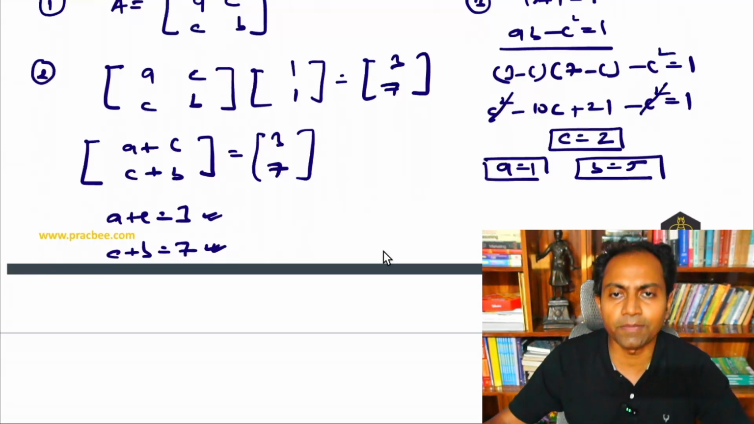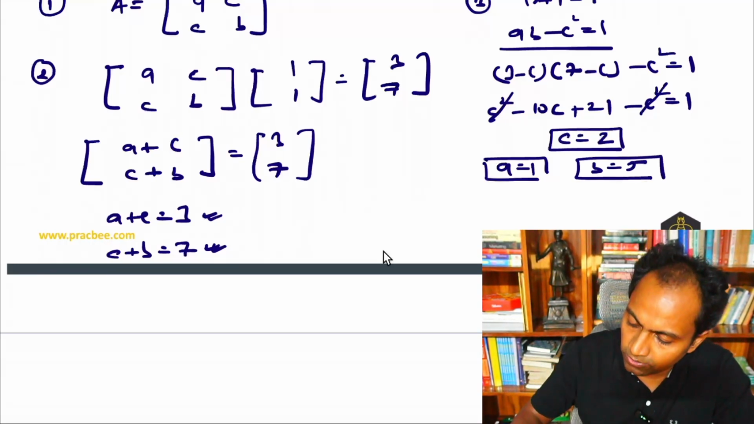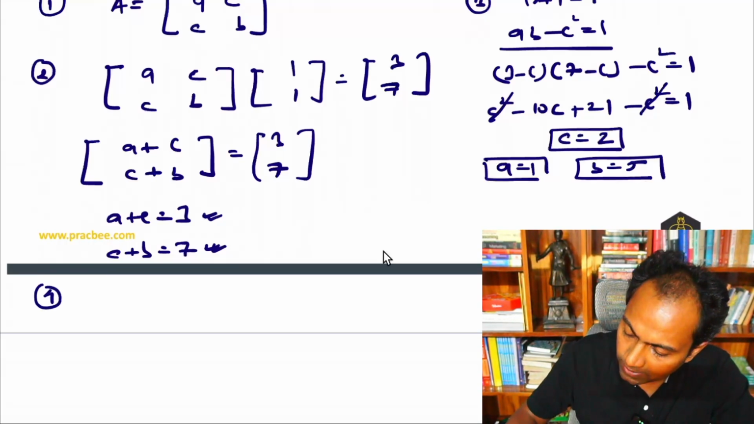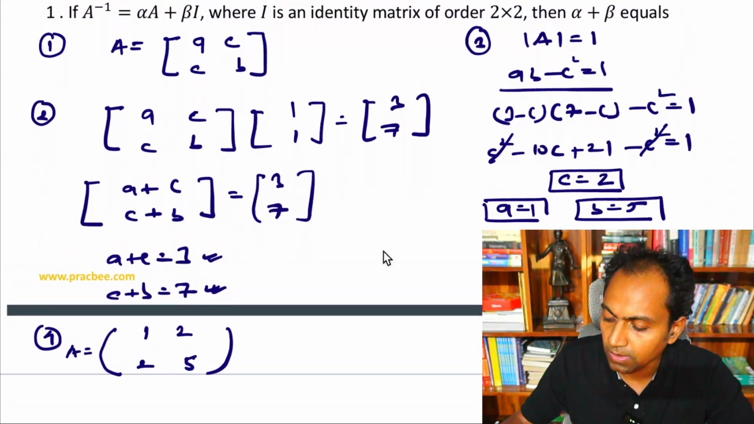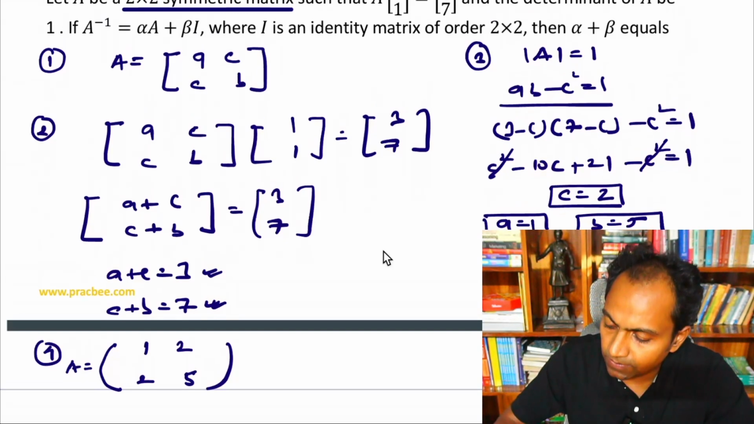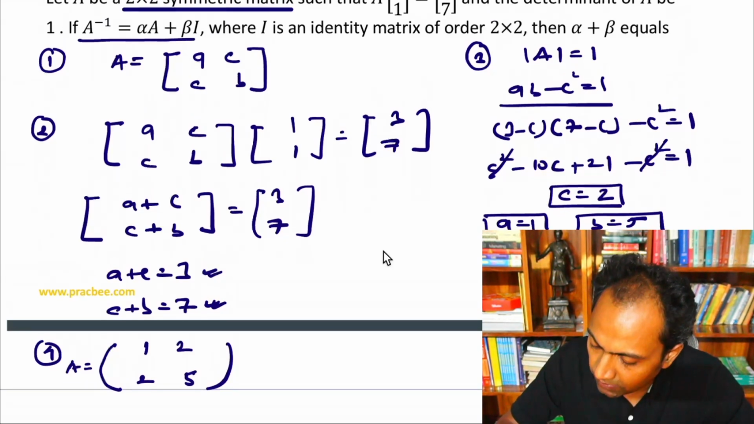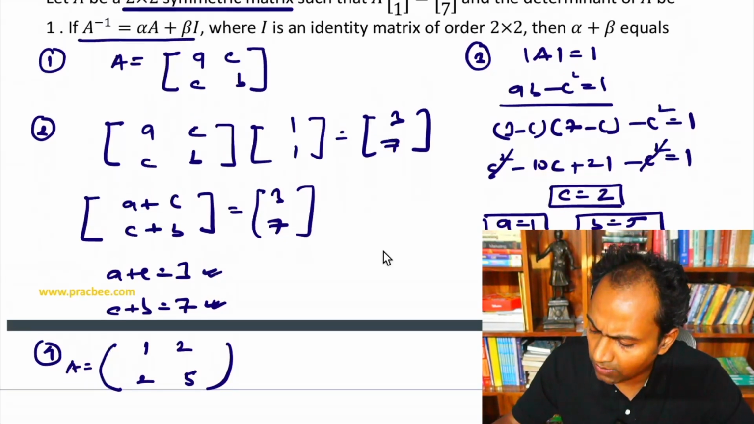So you can see that by doing this, in the fourth step, you have got the value of your matrix and it looks like this. A came out to be 1, B came out to be 5, C came out to be 2. So this is how it looks. Now, what they are saying is, if A inverse is equal to this, then find the value of alpha and beta, or the value of alpha plus beta.